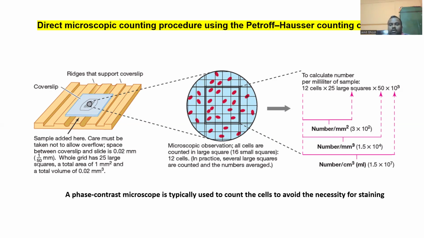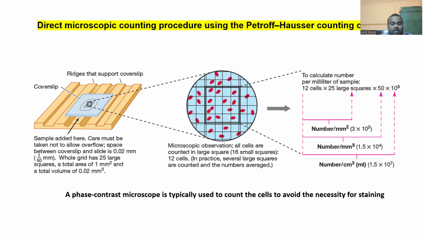To calculate the number per milliliter of the sample, we can use this mathematical equation. There are 12 cells and 25 large squares. So you need to multiply 12 cells into 25 large squares into 50 into 10 to the power 3. This is the mathematical formula by which you can count the number of bacteria, and the average number of bacteria per ml.